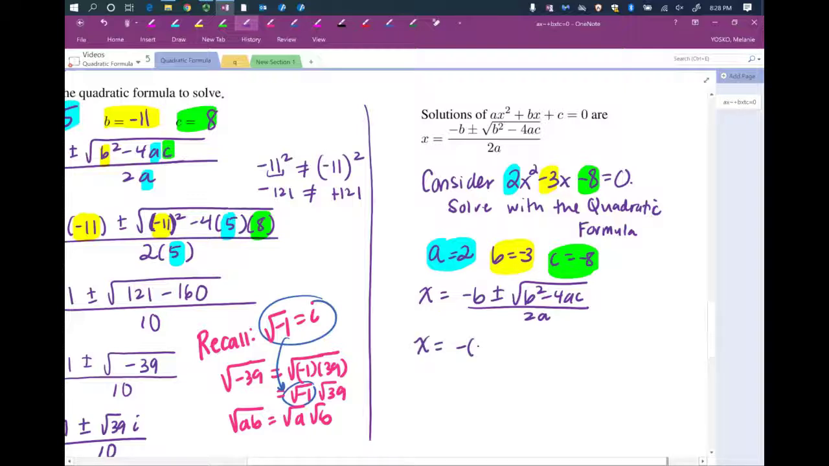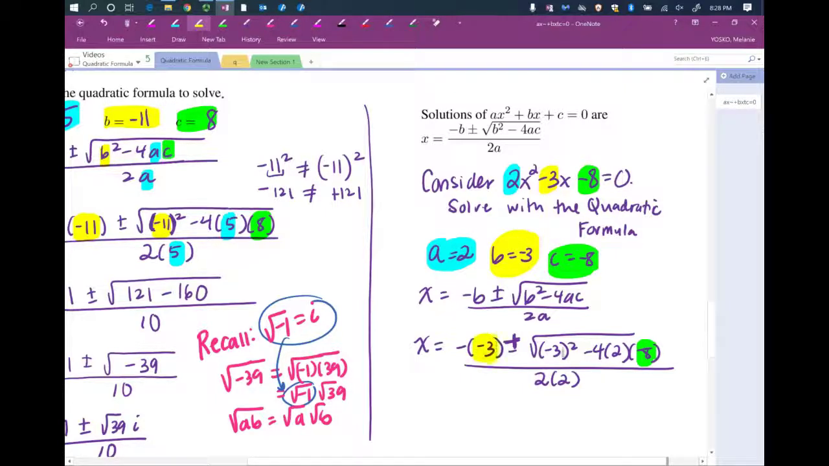So x equals the negative of negative 3 plus or minus the square root of negative 3 squared. Notice here again, just like over in this example, I'm putting parentheses because I want to square the 3 and the negative sign. Okay? Minus 4 times a times c. All of that is over 2 times a, or 2 times 2. So let's just color code this and make sure you can see what we're doing. There's your c. Your b was negative 3, so negative b. And then we have b squared. Okay, and then we have a is your 2.